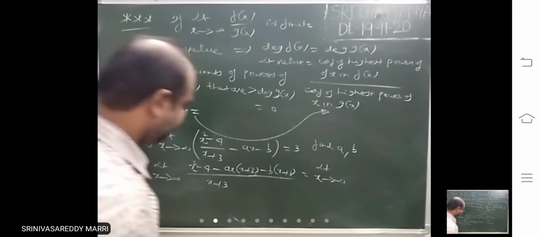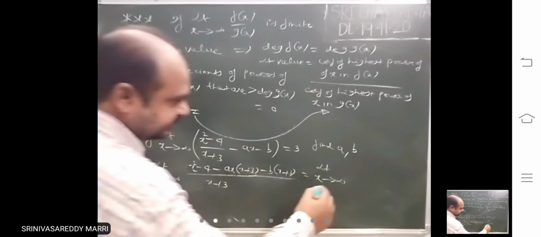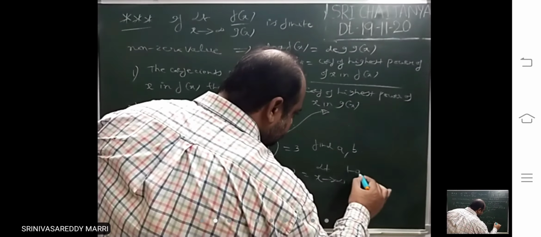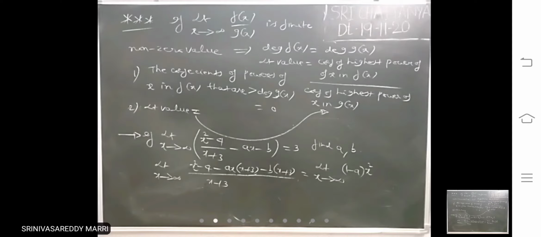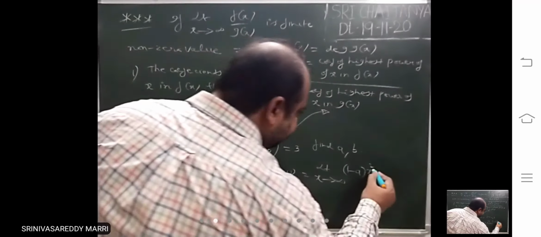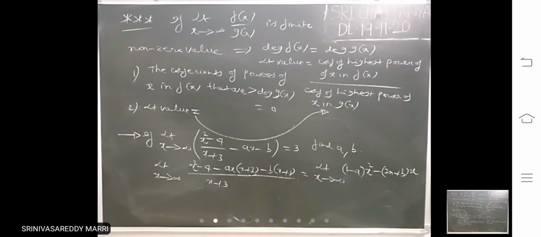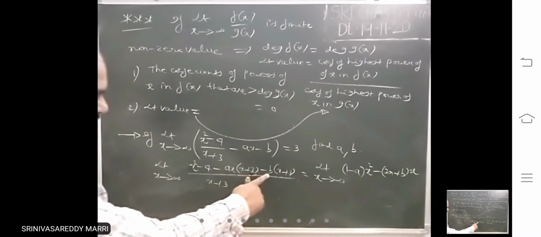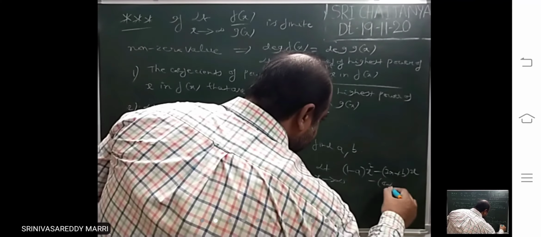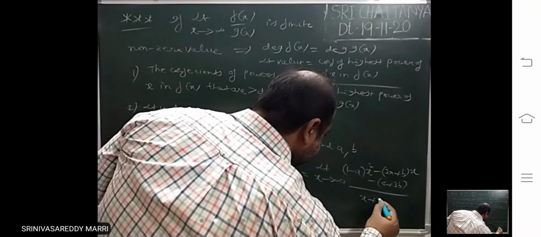Limit x extends to infinity. What are the x square terms? Here x square, here minus ax square: 1 minus a into x square. What are the x terms? Here minus 3ax, minus bx: minus 3a plus b into x. What are the constant terms? Here minus 4, here minus 3b: minus 4 plus 3b, divided by x plus 3.